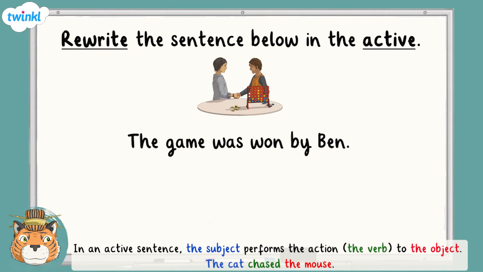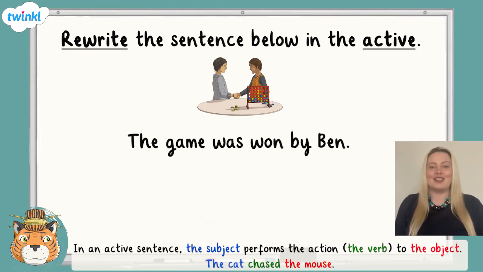For our second question, you're being asked to rewrite a sentence so that it's in the active. The sentence is, the game was won by Ben. In this sentence, the verb is won. You'll need to make sure that the subject at the beginning of the sentence is the person or thing that's doing the winning, and that your sentence reads as subject, verb, object. Pause the video now and have a go.